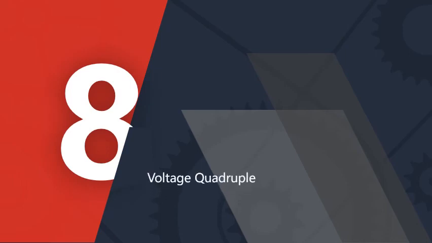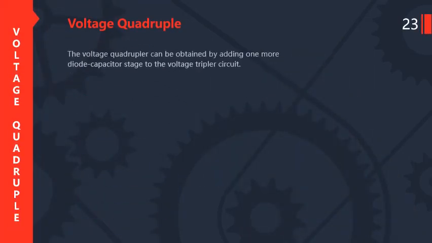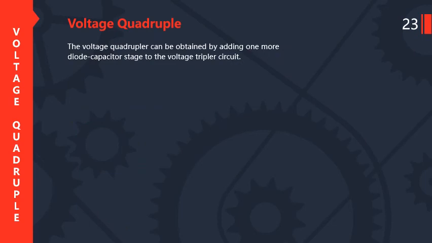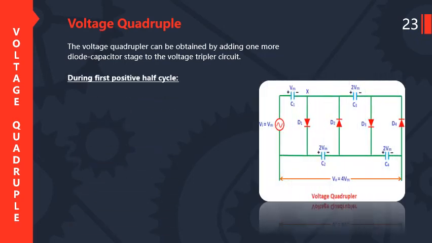Next topic is voltage quadrupler. The voltage quadrupler can be obtained by adding one more diode capacitor stage to the voltage tripler circuit. So this is the diagram of the voltage quadrupler circuit. It has 4 diodes and 4 capacitors. They are named D1, D2, D3 and D4 and C1, C2, C3 and C4.